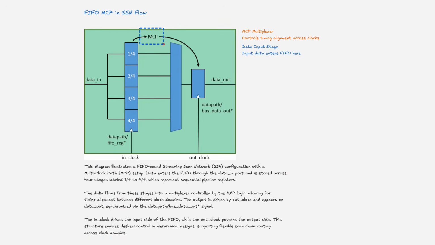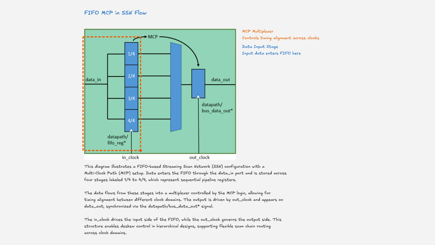This diagram illustrates a FIFO-based streaming scan network, SSN, configuration with a multi-clock path, MCP, setup. Data enters the FIFO through the data in port and is stored across 4 stages labeled 1/4 to 4/4, which represent sequential pipeline registers. The data flows from these stages into a MUX controlled by the MCP logic, allowing for timing alignment between different clock domains.